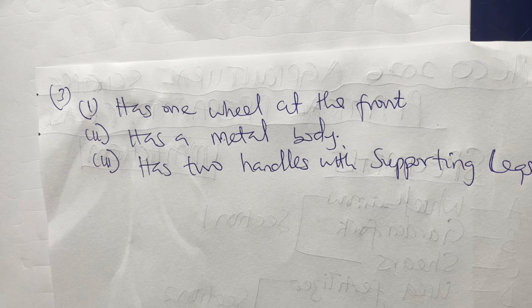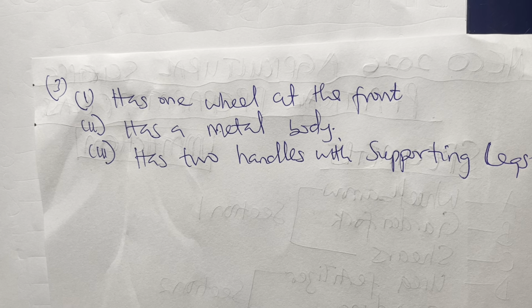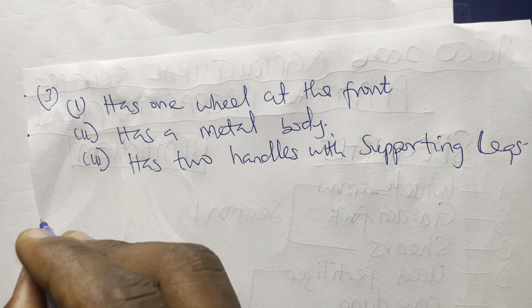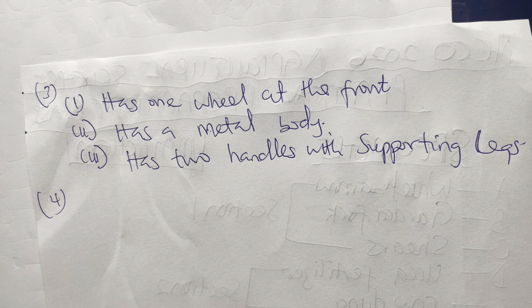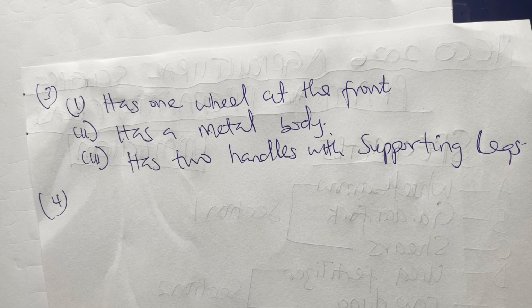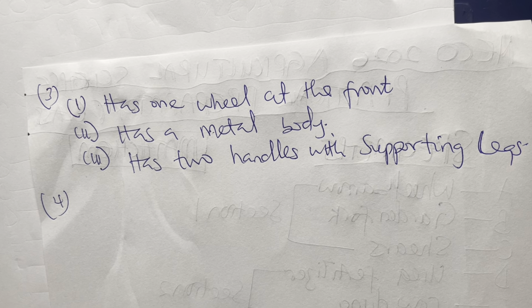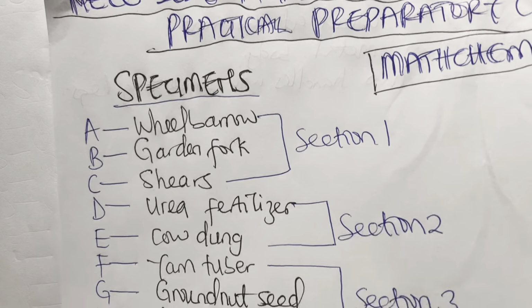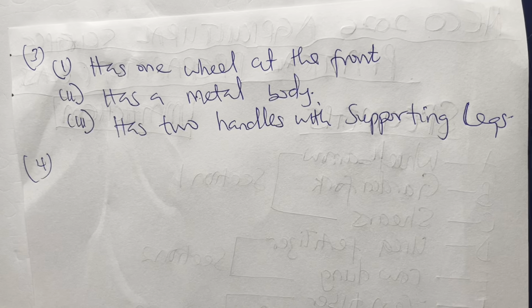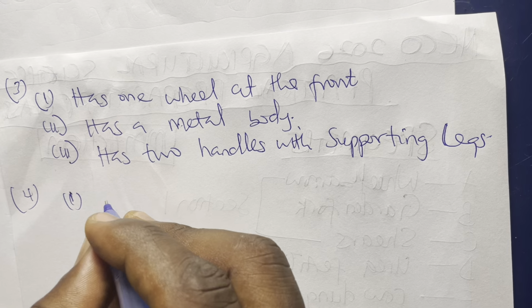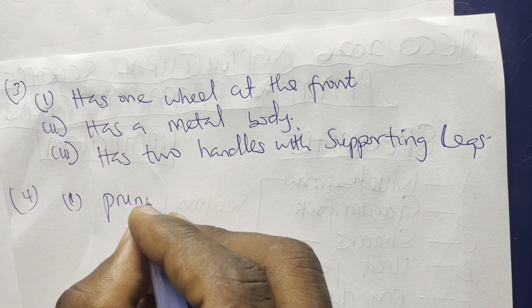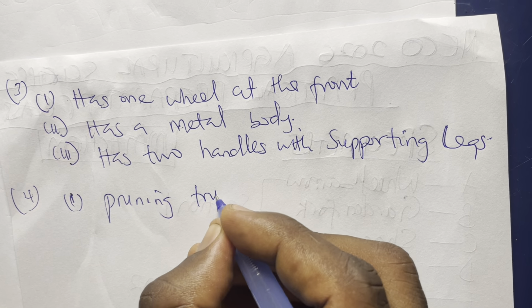Now another question they can ask you based on this specimen A, I will be giving that question number 4. Based on this section A rather, is that they can ask you to state 2 uses of specimen C on the farmland. Now what is specimen C used for? Meaning that what is shears used for on the farmland? So 1 is that it is used for pruning trees and shrubs.